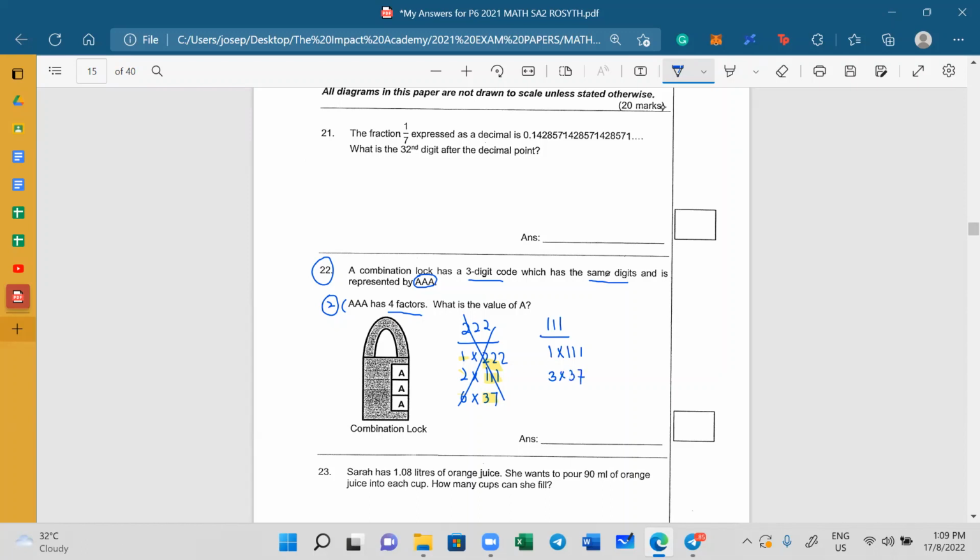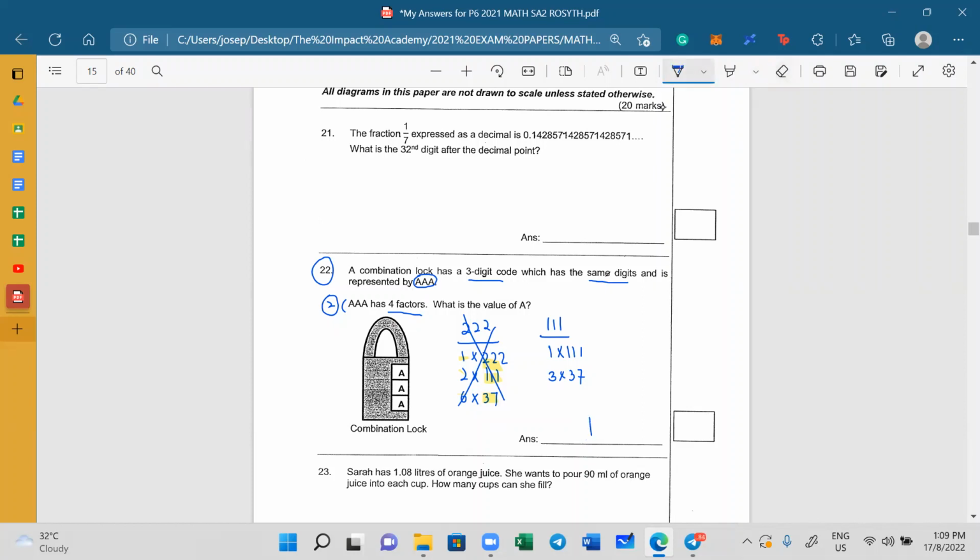These are 4 factors. Now, let's see whether it's divisible by 4, nope. Divisible by 5, nope. Divisible by 6, nope. Divisible by 7, nope. Divisible by 8, nope. Divisible by 9? Nope as well. So therefore, this number AAA has to be 111. Now wait, they are asking us for just the value of A. So we can just write 1.